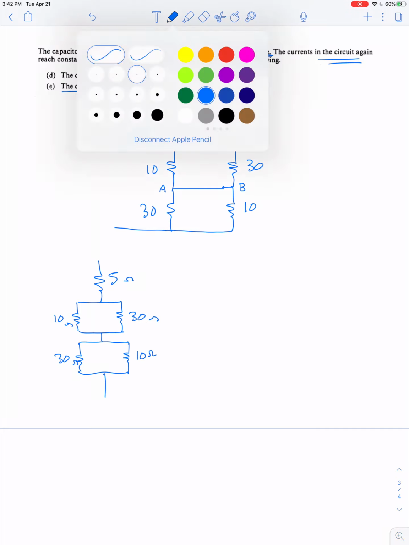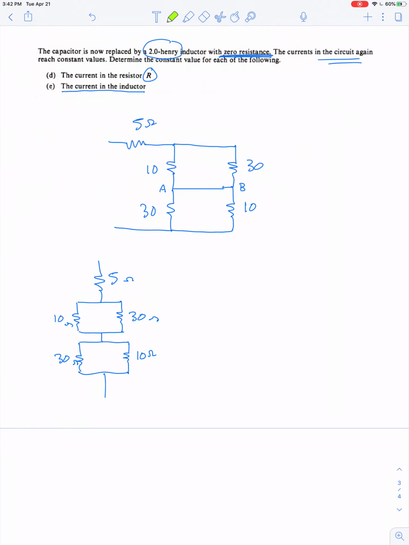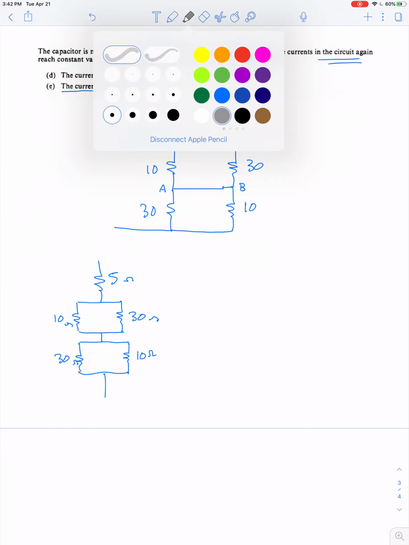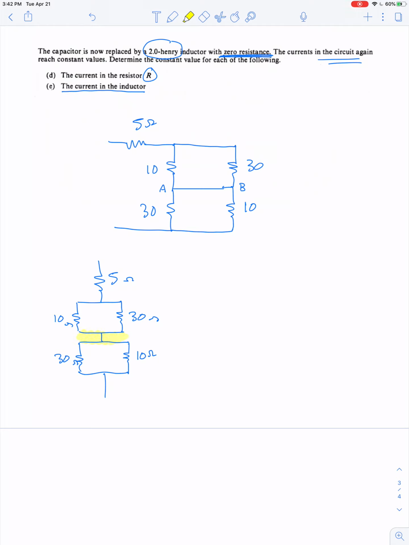In other words, if you look at this part of the circuit, that's just a bunch of wire in sort of an I shape, but still just a bunch of wire. And if we look at this part of the circuit, it's just a bunch of wire. Okay, so let's see what we get here.